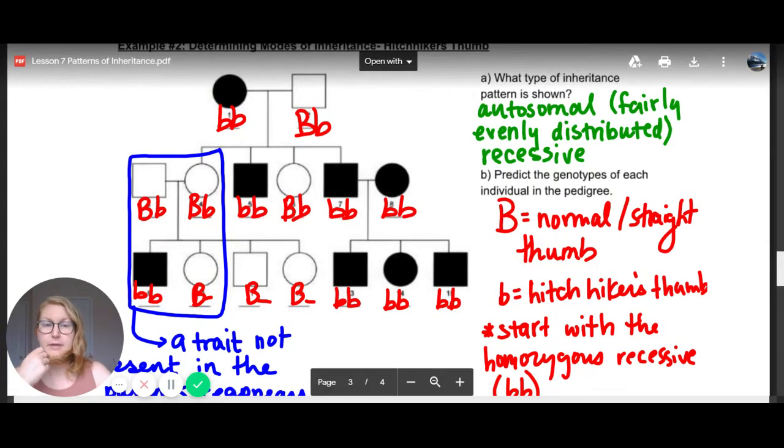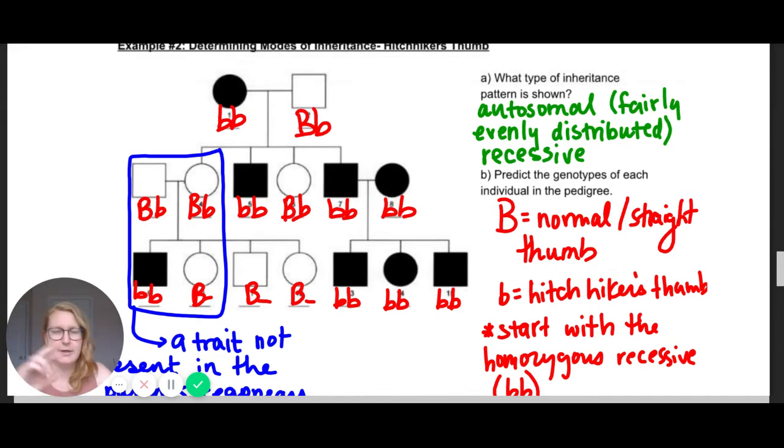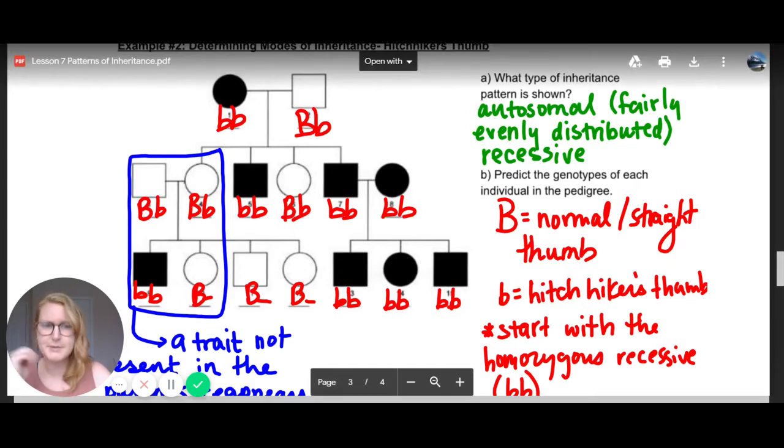So down below here, again, the question is whether it's autosomal or sex-linked. In this one, it's autosomal, and I know because when I look across it, I see that the male and female division is pretty equal, so I don't immediately assume, oh, this must be sex-linked. Then I have predicted the genotypes of each individual in the pedigree.